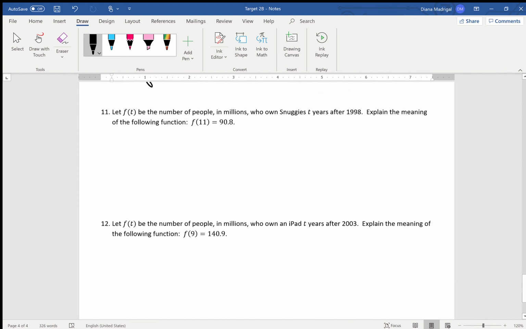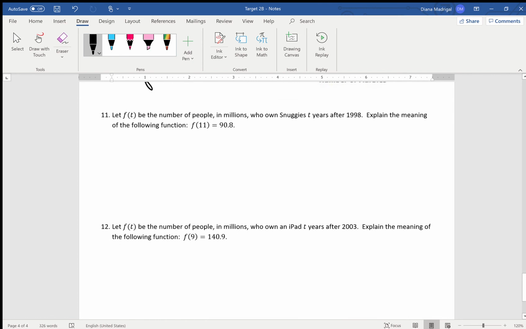Number 11 and 12. Okay. Number 11 and 12 are easy if we understand what they're asking us. It's another word problem, so make sure we are reading carefully. Okay. So it says, let f of t be the number of people in millions who own Snuggies t years after 1998. Explain the meaning of the following function. So we need to explain what this function means.